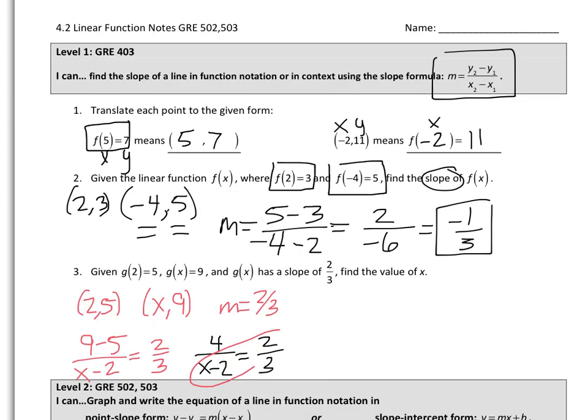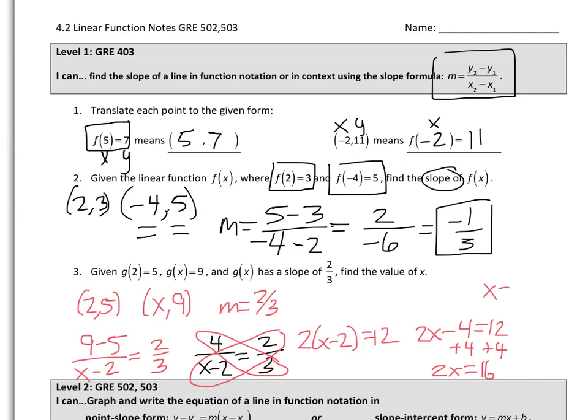So now, here's where you got to be careful. When you do 2 times x minus 2, you're really doing it times the whole thing, distributing, equals 3 times 4 is 12. So we're going to have to distribute here, so you got to be careful, right? So if you distribute, you get 2x minus 4 equals 12. And then what you're going to do is add 4 over, and then eventually divide by 2. So you get 2x equals 16. When you divide by 2, you get x equals 8.